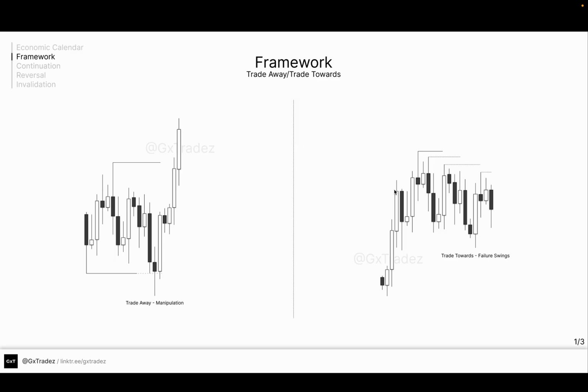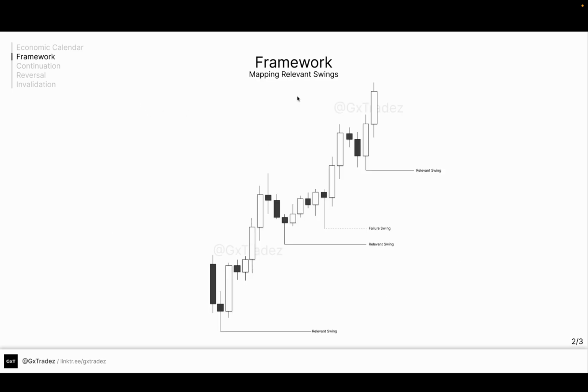Now, one thing that we must go over briefly is some framework, because you need to have a decent understanding of framework to actually anticipate or apply drivers to framework, right? So pretty basic things. What do we trade away from? Is some sort of manipulation, and we trade towards failure swings, right? Or we trade away from this manipulation, right? And trade towards these failure swings or any objective, right?